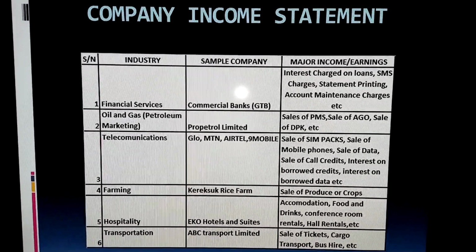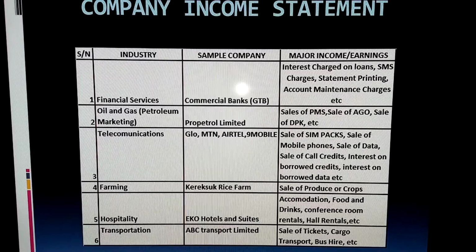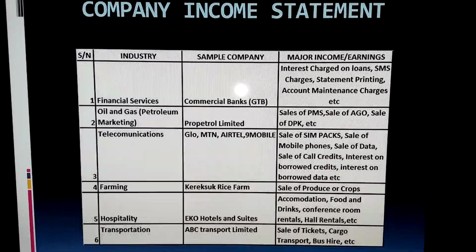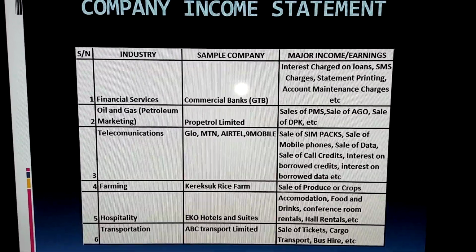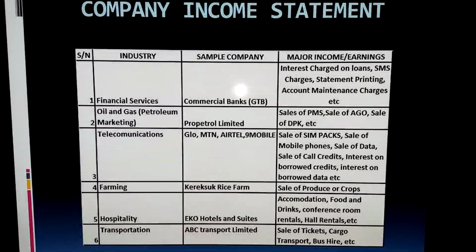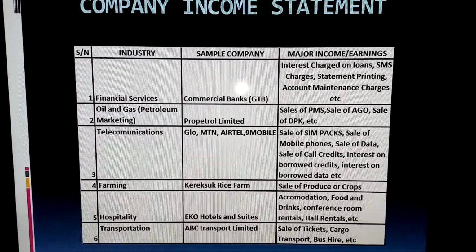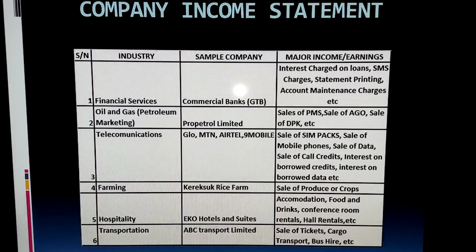Okay, how do they make their money? Accommodation. When you go there to lodge, you pay for accommodation. They sell food and drinks to you. They rent out conference rooms. They rent out halls. Some musicians sometimes do shows in some of these halls.